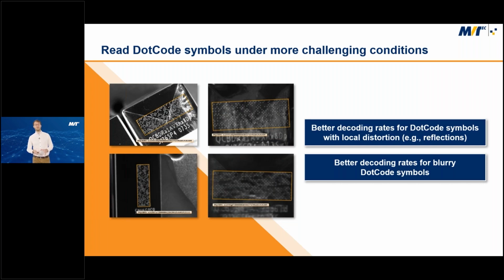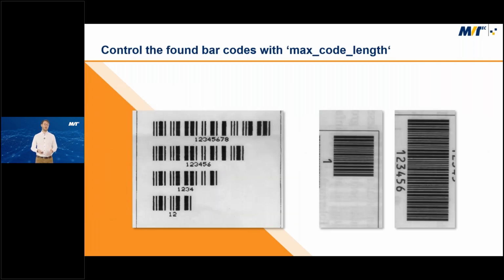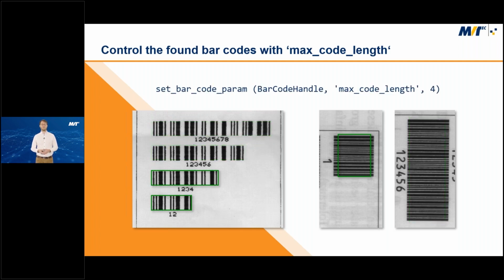You can now have a lot more control over your found barcodes with the parameter max code length. So if for some reason you have a lot of codes on your image and you only want to find codes that have a specified length, you can now use max code length. For example, if you would just use the barcode reader, you would find all of the codes on the image. But then if you would set the barcode parameter to 4, the barcodes that have a longer code length than 4, so 5, 6, for example, would not be found anymore. And you can filter your results like this.